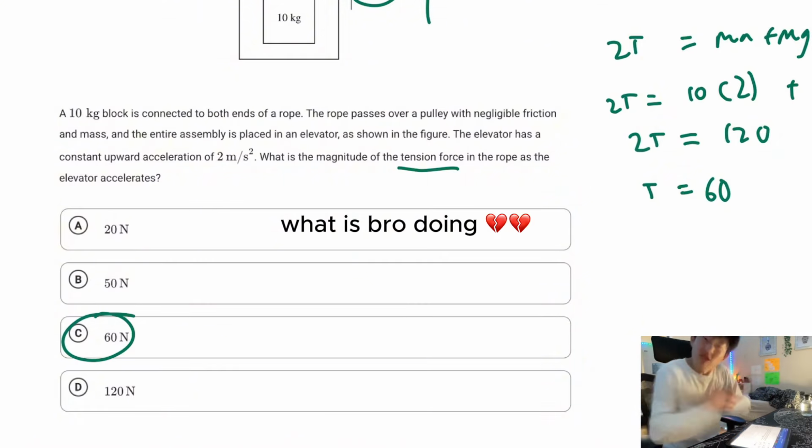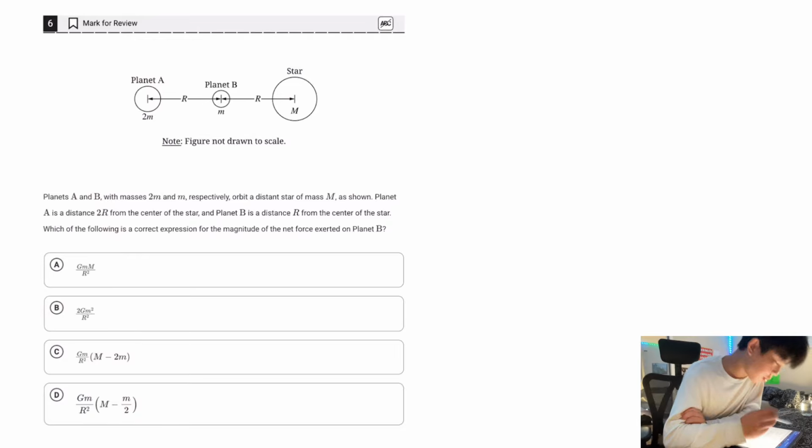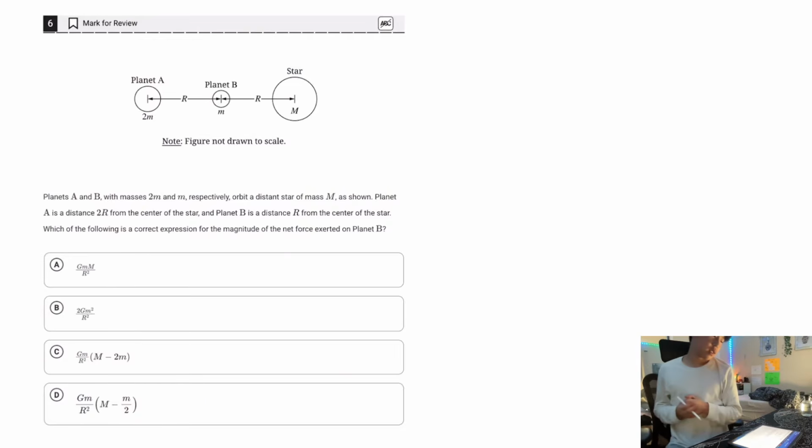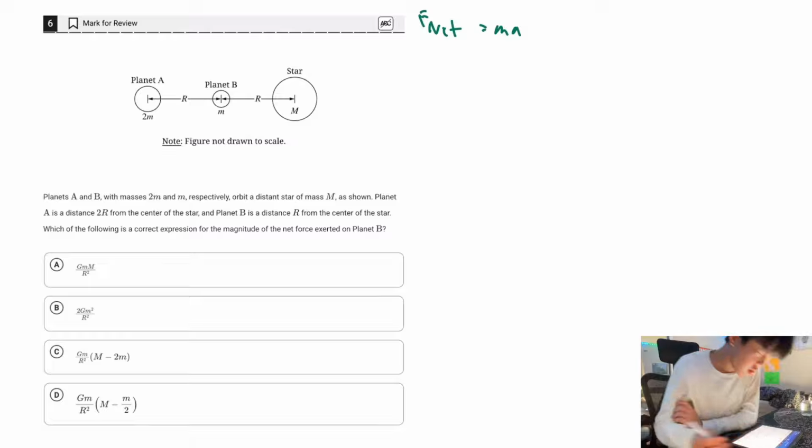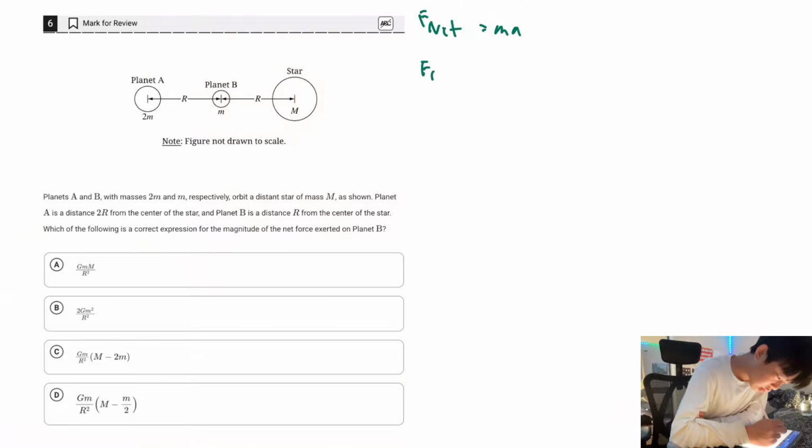Yes! Let's go! Alright, for question number 6, it's asking for the net force. So what's the formula for net force, guys? Net force is going to be equal to ma. Or another way of writing net force is F net equals direction of acceleration. We just talked about this, guys.